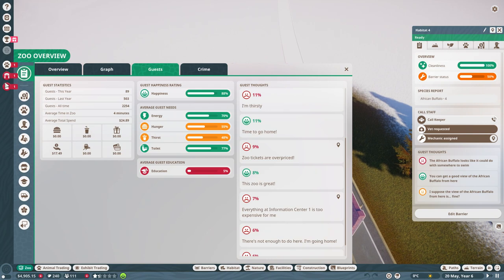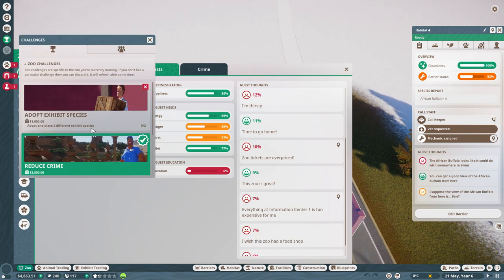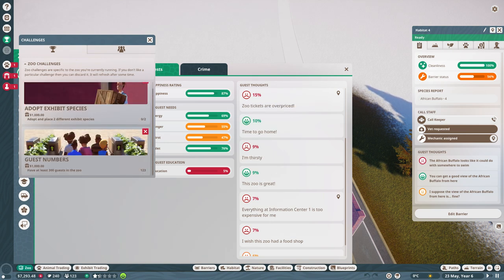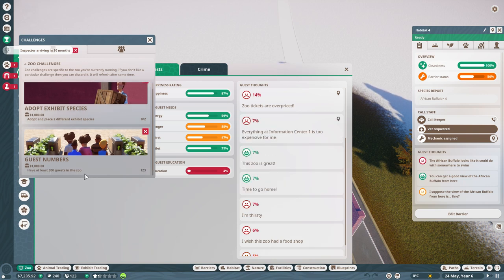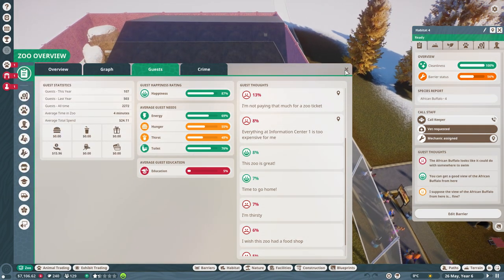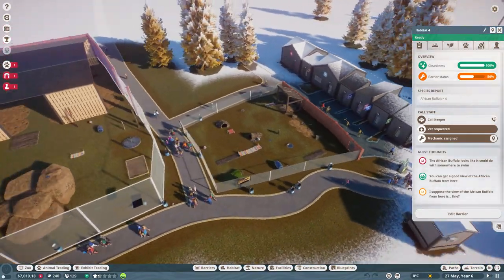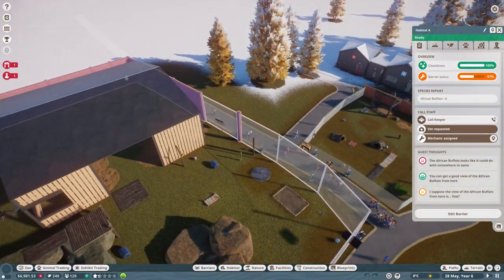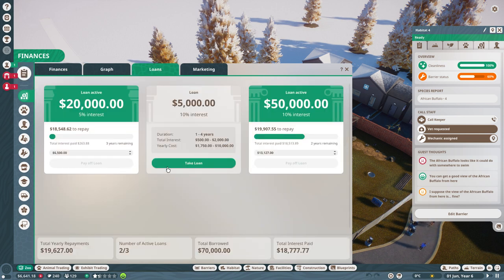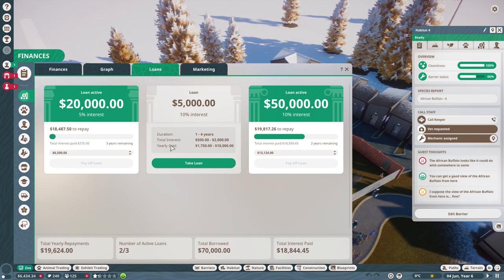Ooh, gift. Have no crime for 3 months. Sheesh. I needed that, bro. We need 300 guests, but we need to do like a small enclosure right here. But we kind of can't with our money going down, mostly because of loan interest and stuff. But yeah, that's pretty bad. It's very, very bad.